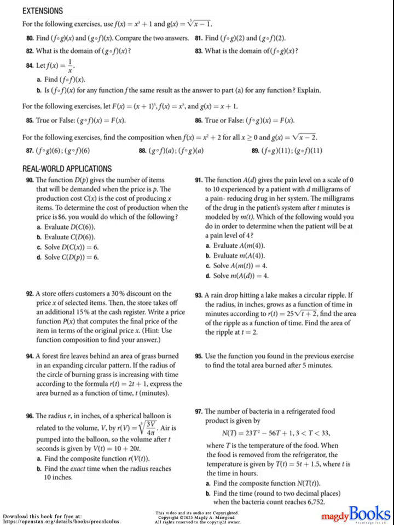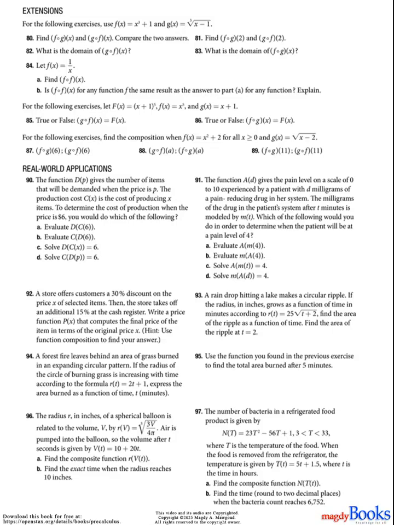93. A raindrop hitting a lake makes a circular ripple. If the radius, in inches, grows as a function of time in minutes according to r(t) = 25√(t + 2), find the area of the ripple as a function of time. Find the area of the ripple at t = 2.